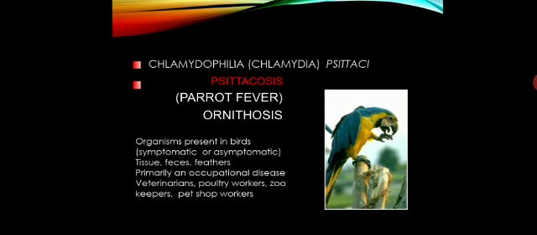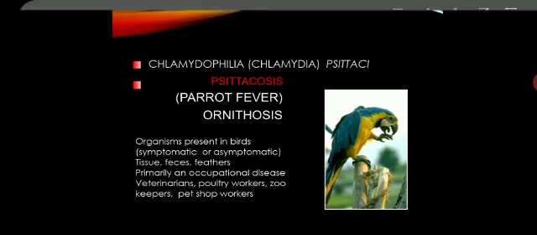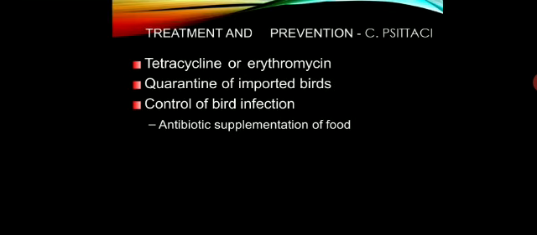Chlamydia psittaci, or parrot fever or ornithosis, is mainly seen in poultry workers, zookeepers, pet shop workers, etc. The treatment and prevention of Chlamydia psittaci is tetracycline or erythromycin, quarantine of imported birds, and control of bird infection, so antibiotic supplementation of food.